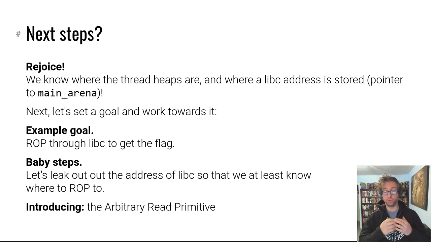Our remaining path forward is to use a ROP chain to take over the program and piece together gadgets to leak the flag. In order to do that, it really helps to know where libc is. So let's say our immediate next step is to figure out where libc is loaded in memory in the process. Luckily, as I said, we know the address of an address of libc. In the arena metadata, there's a pointer back to the main arena in libc. Awesome. So to get closer to leaking the flag, in this lecture we're going to talk about what we're going to call an arbitrary read primitive that we will use to figure out where libc is.